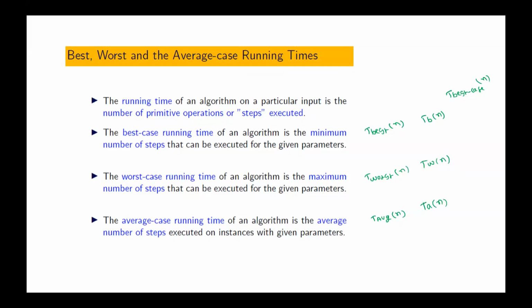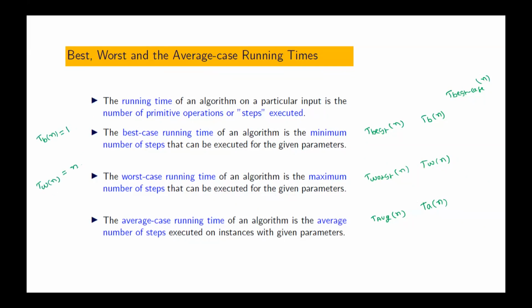Now, just last minute. Tell me, what is the best case running time of this linear search? What is TB of n? In the best case, how many times is the basic operation performed? One time. Is this correct? What is the worst case running time of this linear search? n times.